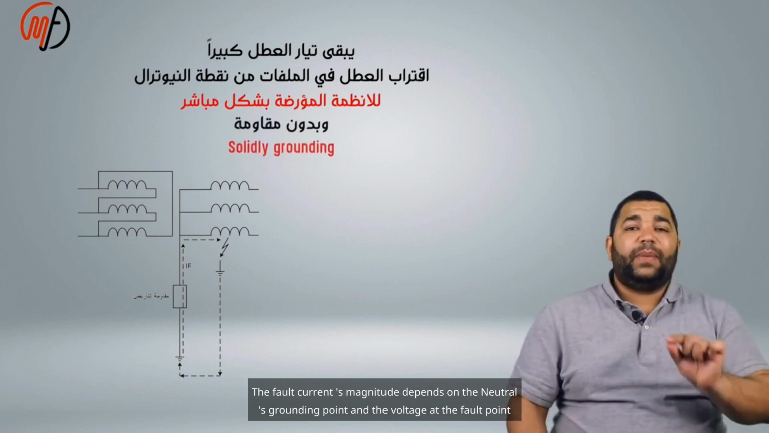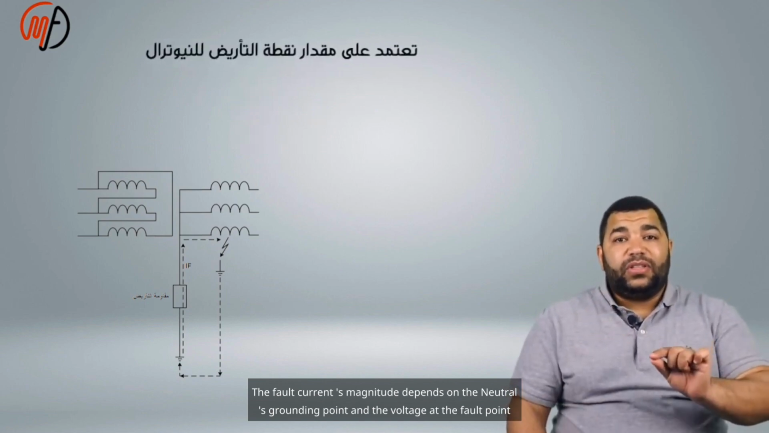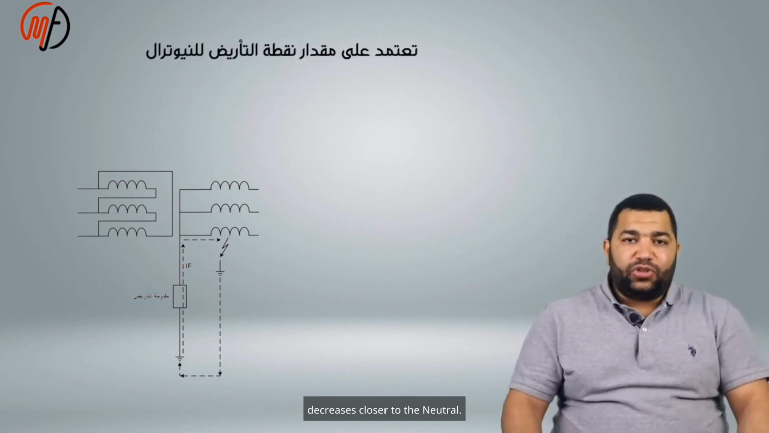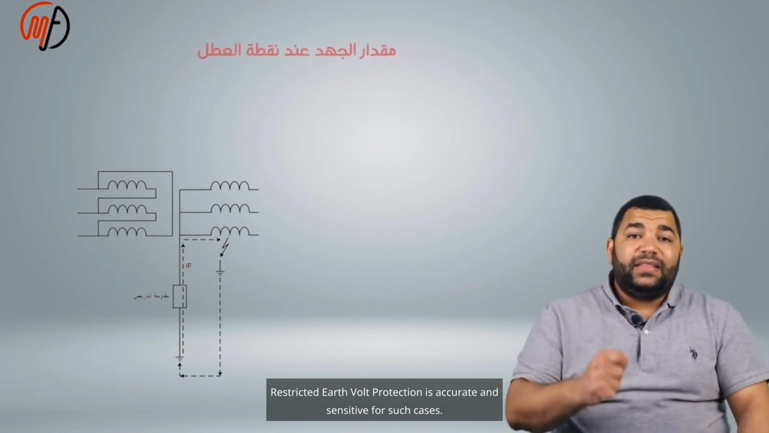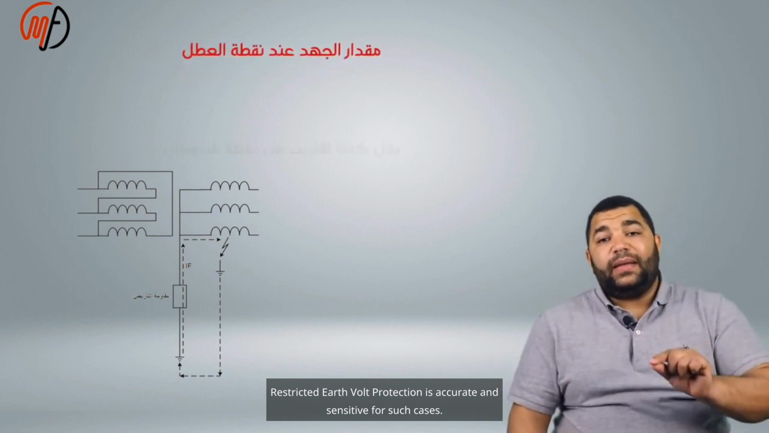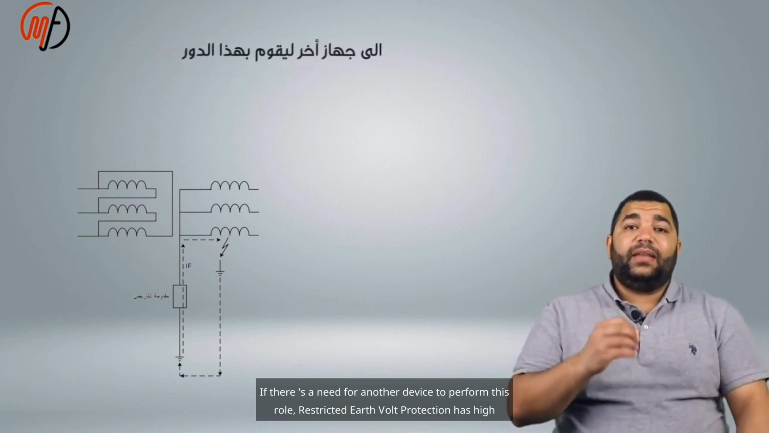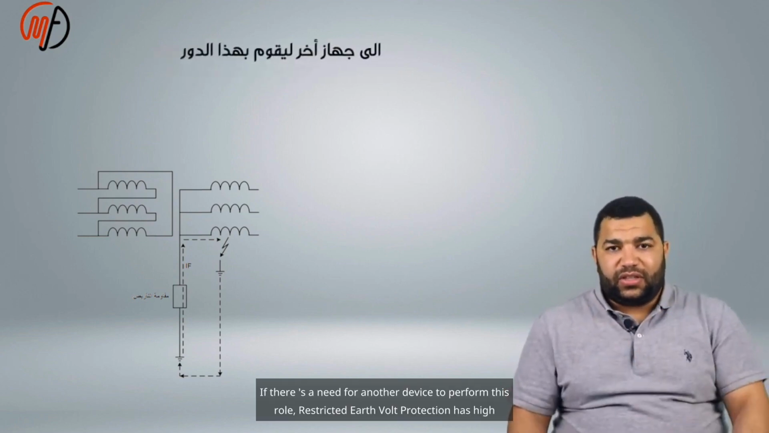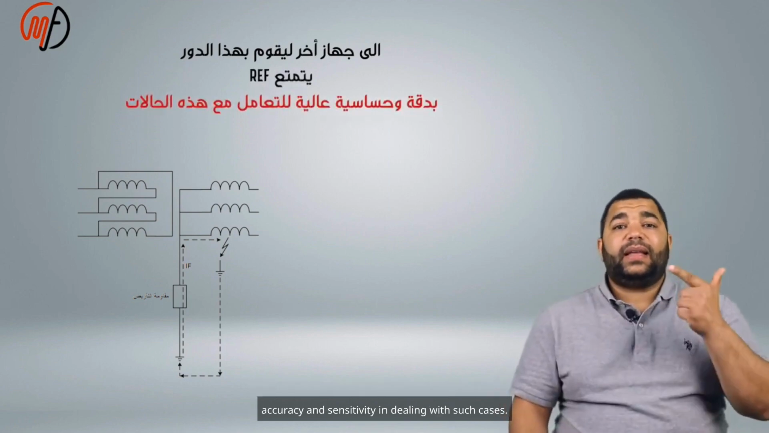The fault current's magnitude depends on the neutral's grounding point, and the voltage at the fault point decreases closer to the neutral. Restricted earth fault protection is accurate and sensitive for such cases. This image shows the fault current. If there's a need for another device to perform this role, restricted earth fault protection has high accuracy and sensitivity in dealing with such cases.